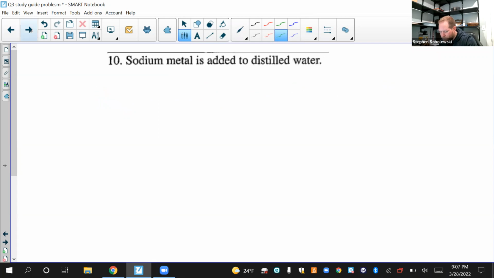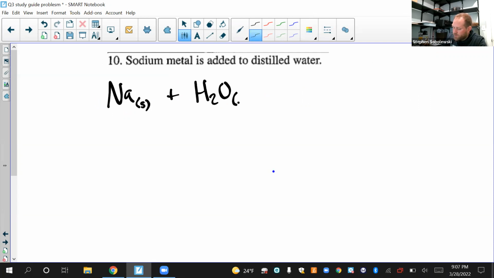Okay, I think this is the last one. Sodium metal, that's Na solid, is added to distilled water, so that's just H2O liquid. Now this requires a little bit of background knowledge from the lab we did. Remember we took calcium and added water and got those big fizzes? Well, when a metal reacts with water, it is a single replacement reaction, but the metal doesn't replace hydrogen and bond with oxygen like you might think. It replaces some of the hydrogen and bonds with hydroxide.